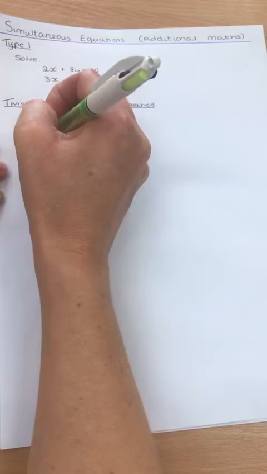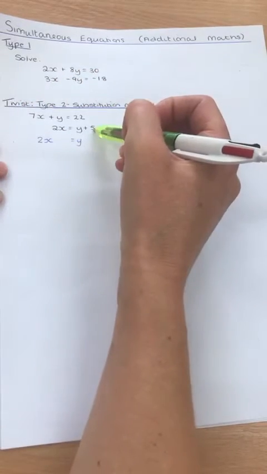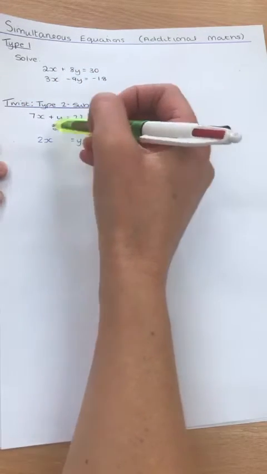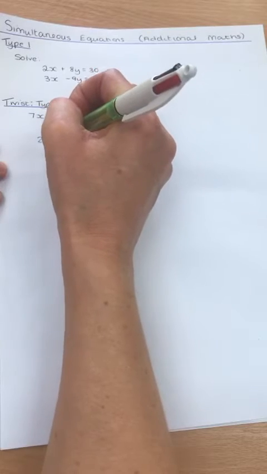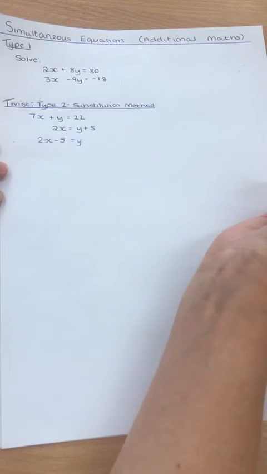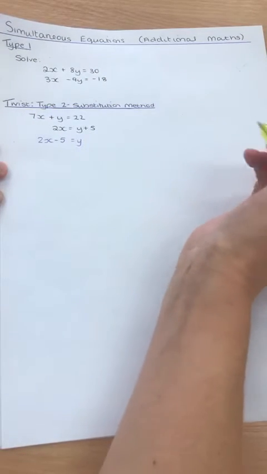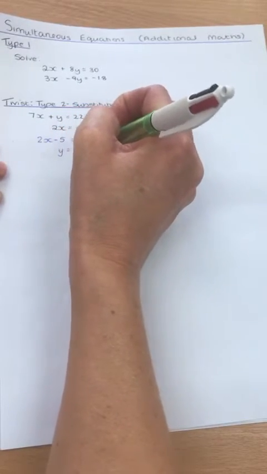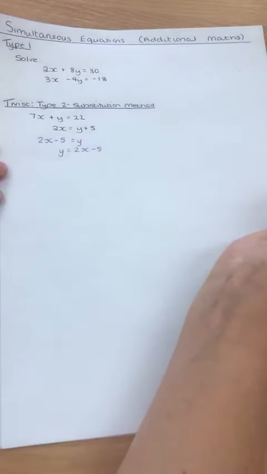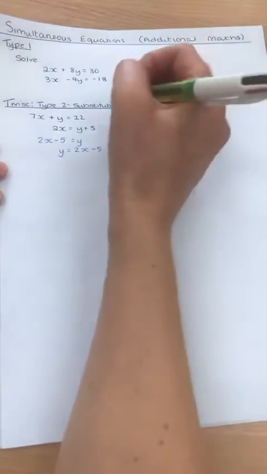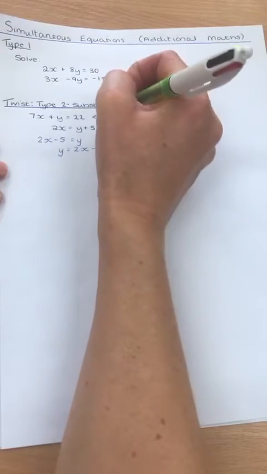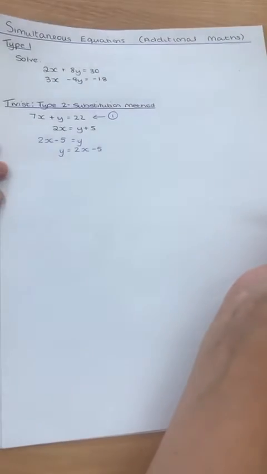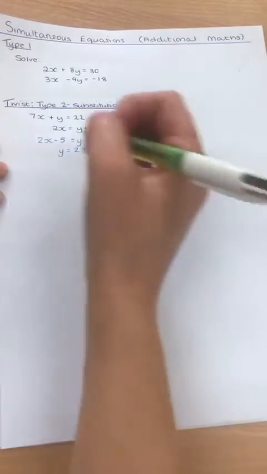So the first thing I'm going to do is rewrite this equation so I have y on one side and everything else on the other. So if I move the 5 from the right hand side to the left hand side, it will become a minus, so my y becomes 2x minus 5. Now some of you may prefer to write it like that. That is absolutely fine. What I'm going to do then is take equation 1 at the top and replace y in that equation with 2x minus 5.